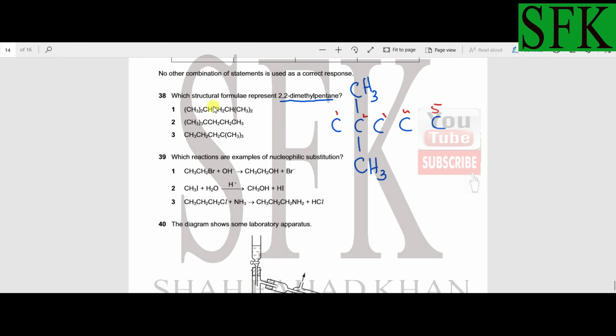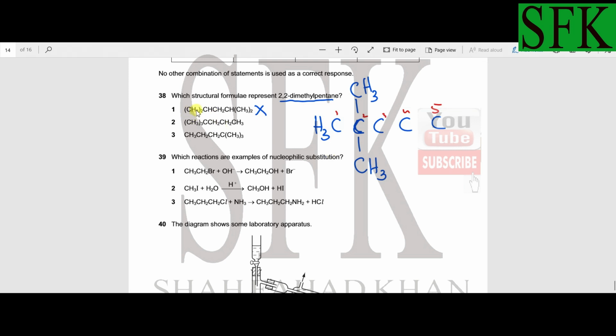Now let's try matching these structures with the one that we've drawn. Let's look at the first one. This is also going to be a methyl group. Now this carbon atom has 2 methyl groups on this side, 1 and 2, and 3. We actually have 3 methyl groups attached to it. So 1 cannot be the answer, because this carbon atom actually has 3 methyl groups, not 2 methyl groups.